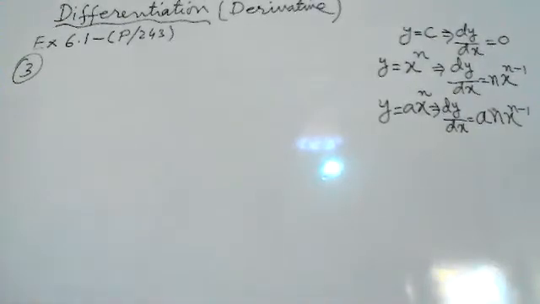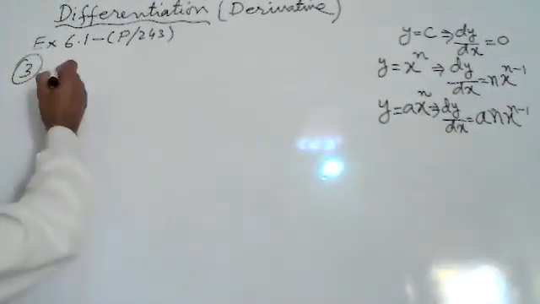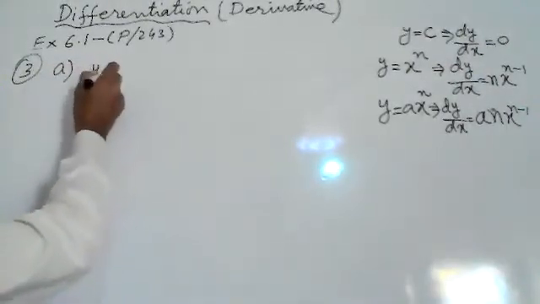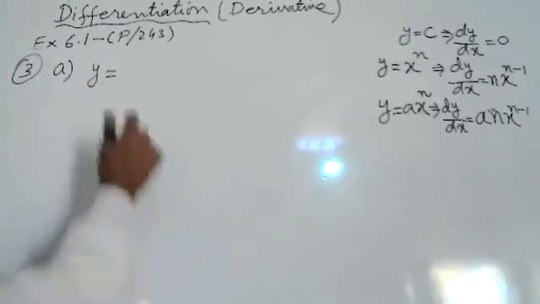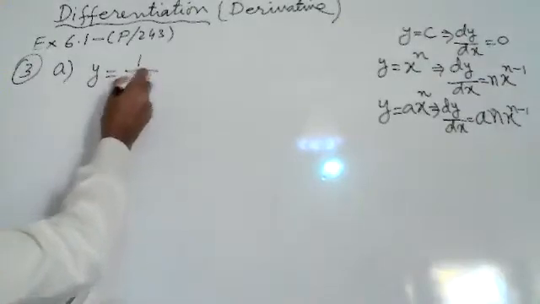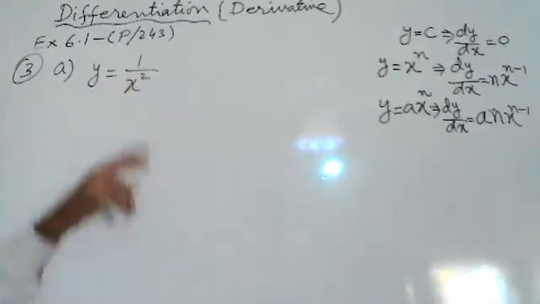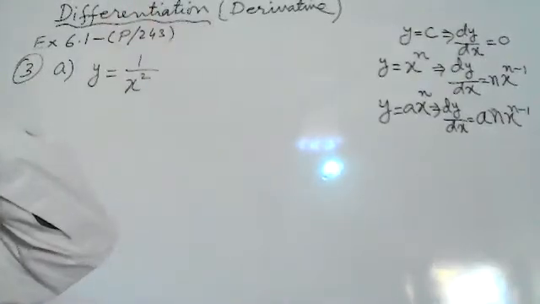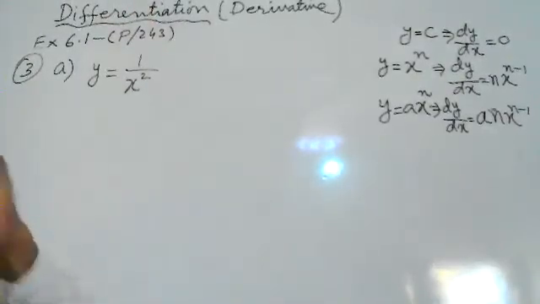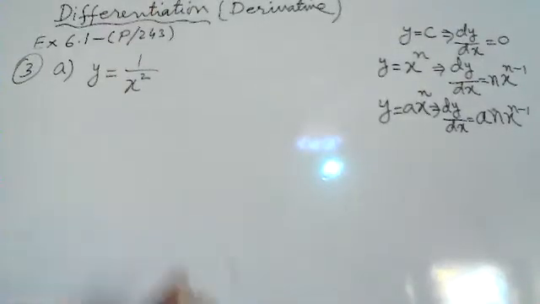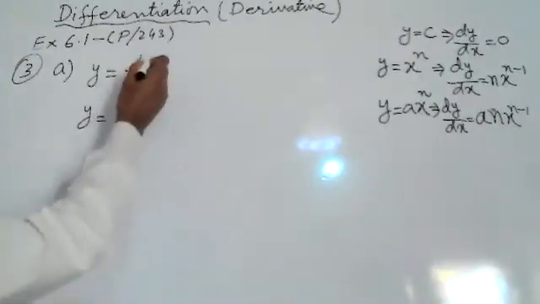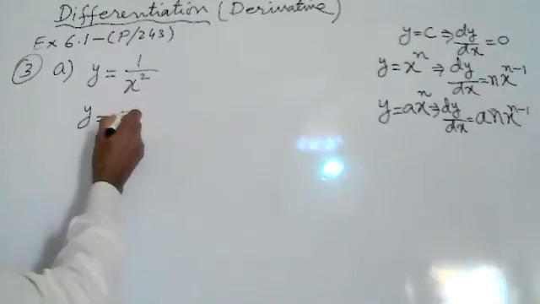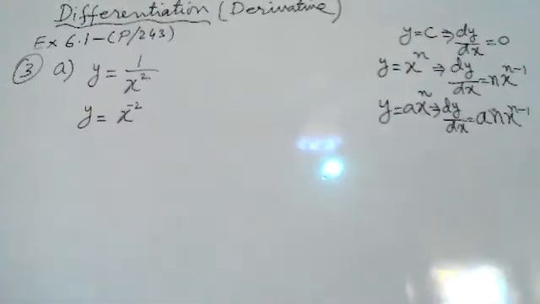The A part. Y is equal to 1 over x raised to power 2. If the function is below, in the denominator, we will take it up, then we will be able to differentiate it, otherwise we are not able to differentiate it. We have to simplify, it will go upside, it will become y is equal to x raised to power 1 into x raised to power minus 2. So it will become x raised to power minus 2. Now we are able to differentiate it.